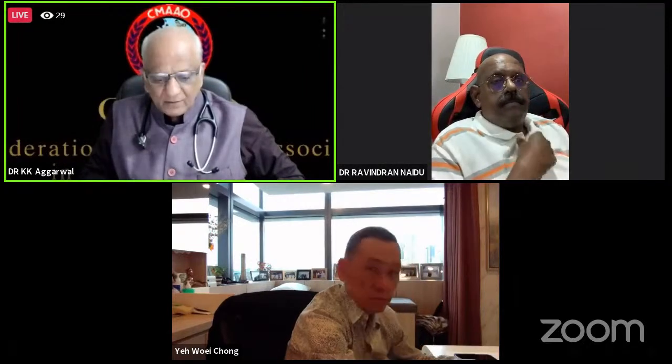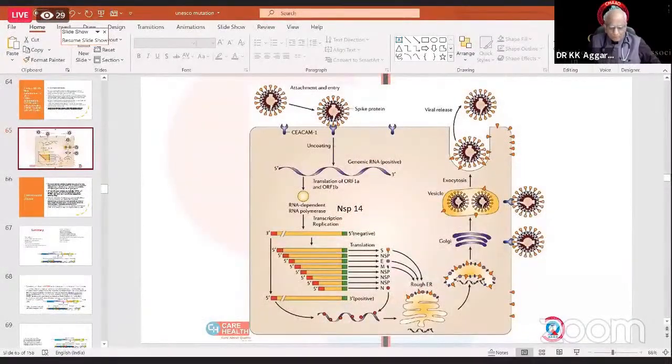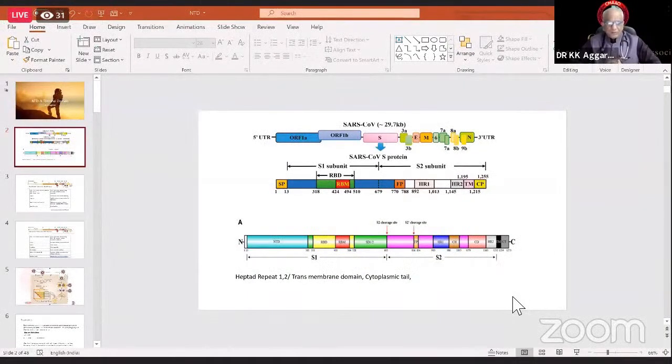Let me show you the slide. So we see on the top, the ORF1A and ORF1B contain 16 non-structural proteins. These are called NSP.